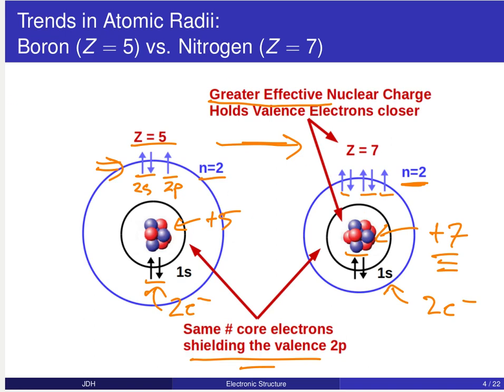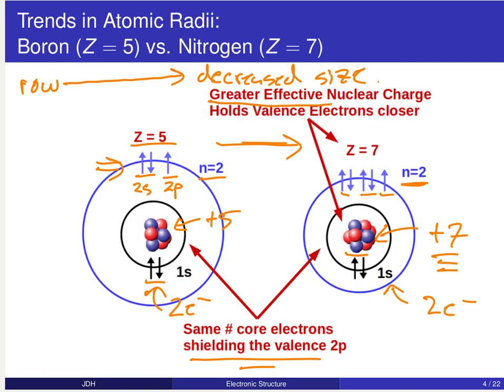So as a result, we have our first periodic trend. As you move across a given row in the periodic table, from left to right, the size, or the atomic radius, is going to decrease. So we're going to see a decreased size in atoms.